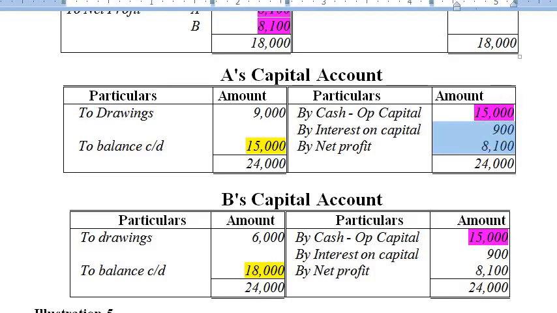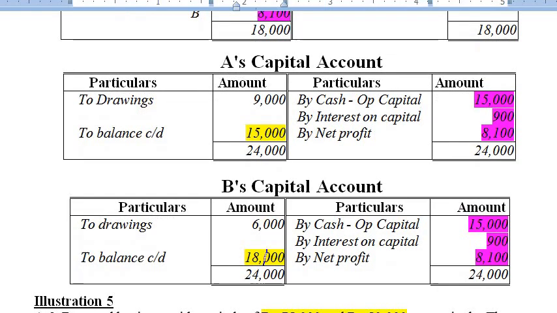It's all same. Interest on capital and net profit. Interest on capital, B also same thing. Interest on capital and net profit. This is an over-simplified question. A is drawing 9,000, B is drawing 6,000. So A has 15,000, B has 18,000 because his withdrawal is 3,000 less. So his closing balance is 3,000 more. All right. So that's the end of this question.